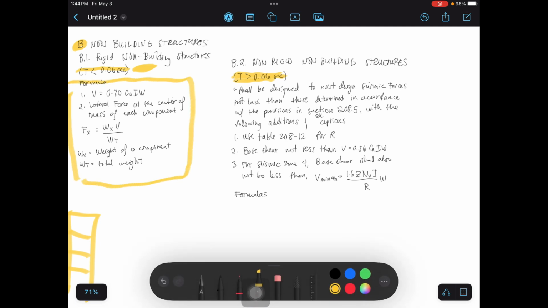So, kung ang structure mo is rigid, ito lang yung formula na kailangan mo. The base shear is 0.7 CAIW. So, wala kang Vmin or Vmax. Ito na agad yung base shear mo. And then, ang base shear mo, syempre, i-distribute mo din dun sa structure mo.